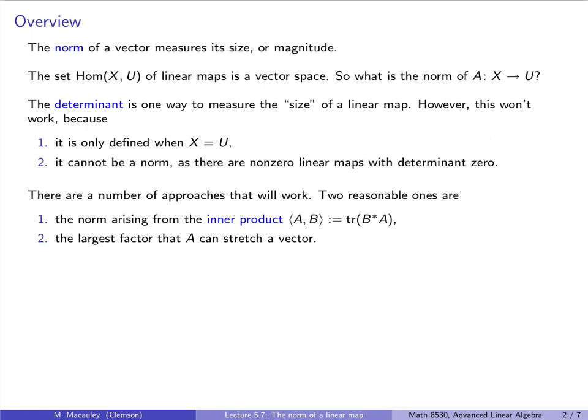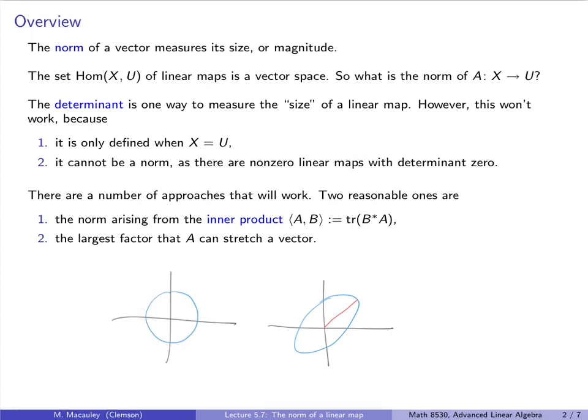Another way to define the norm of A is by the largest factor that A can stretch a vector. So I will formalize this later, but for now, just remember this picture. Suppose you're mapping, say, R2 to R2. I'll let you imagine what this looks like in different dimensions. Then the unit circle will get mapped to some ellipse, and you can ask, what is the length of this largest axis? In other words, whatever that length is, that is the largest stretching factor over all unit vectors.